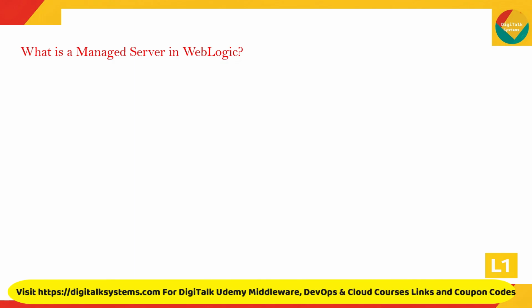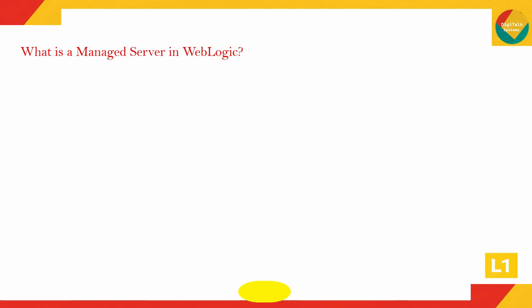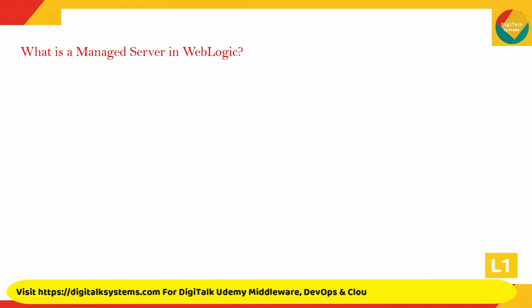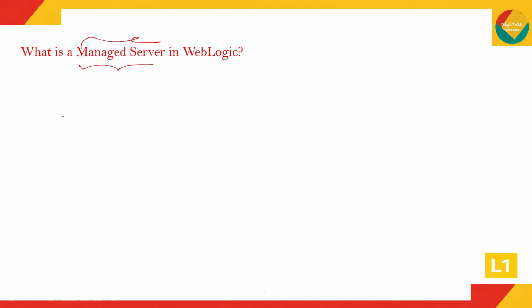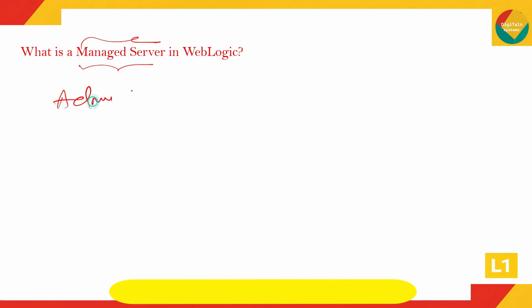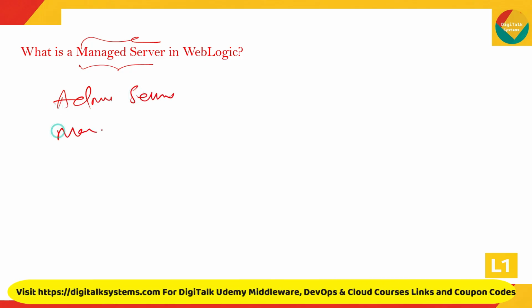Okay, so now the very first thing: what is a managed server in WebLogic? What we have learned is that WebLogic server is a Java based application server. So we deploy the application in the WebLogic server so that the application will be accessible for the end users, right? So when we say that we are deploying the application on the WebLogic server, that means we have a certain location, or some set of resources, where we deploy the application. So we always deploy the applications on the managed server. We have two kinds of servers in WebLogic server: the admin server, and the second is the managed server.